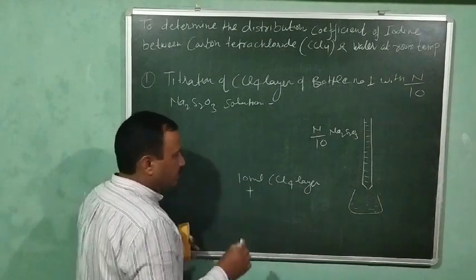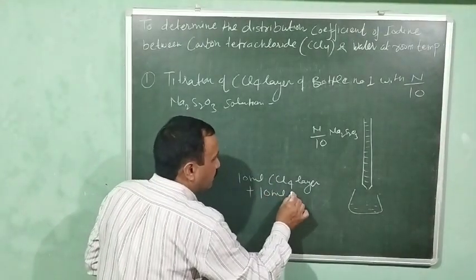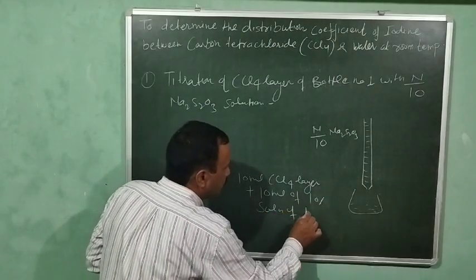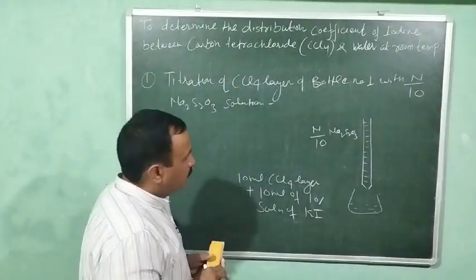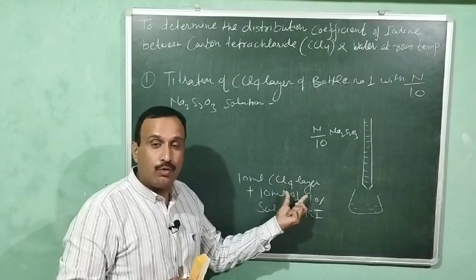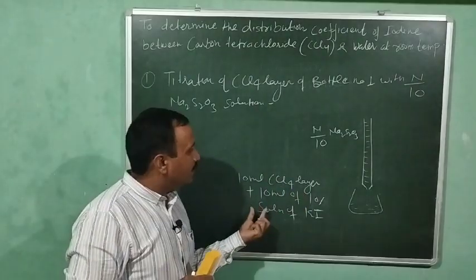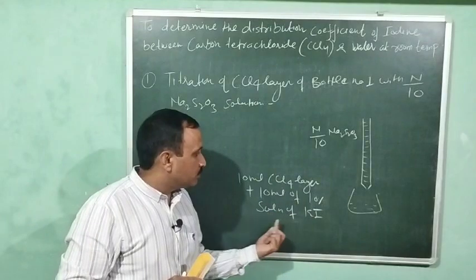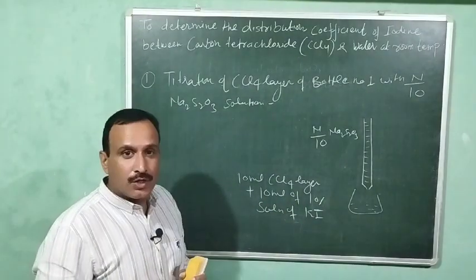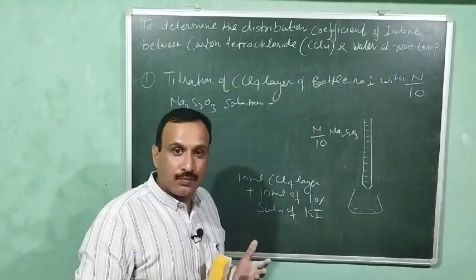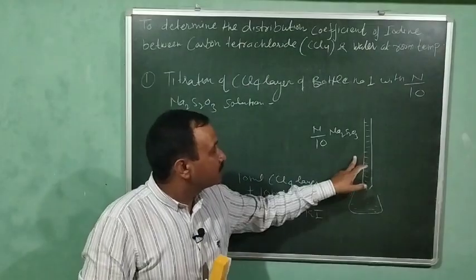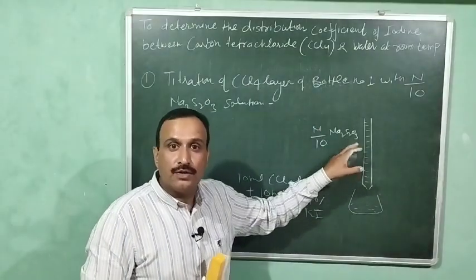Then we will add to it 10 ml of 10% solution of potassium iodide. तो हमने टाइट्रेशन फ्लास्क में क्या लिया, 10 ml लिया हमने CCl4 लेयर का बॉटल नंबर 1 का, और उसमें हमने 10 ml और ऐड कर दिया पोटाशियम आयोडाइड का सोल्यूशन, 10% solution of potassium iodide. Okay, and after this we will start the titration. We will titrate the solution taken in the titration flask against this N/10 sodium thiosulfate solution taken in the burette.